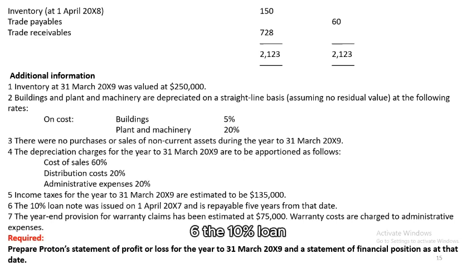Six, the 10% loan note was issued on April 1, 2007 and is repayable 5 years from that date. Seven, the year-end provision for warranty claims has been estimated at $75,000. Warranty costs are charged to administrative expenses. Required: prepare Proton's statement of profit or loss for the year to March 31, 2009 and a statement of financial position as at that date.